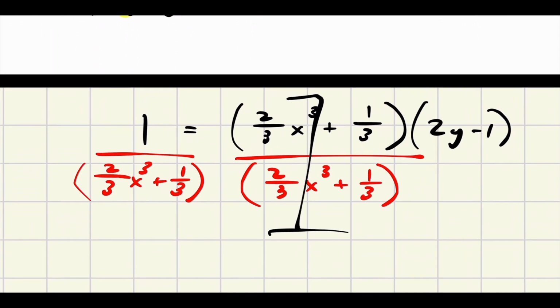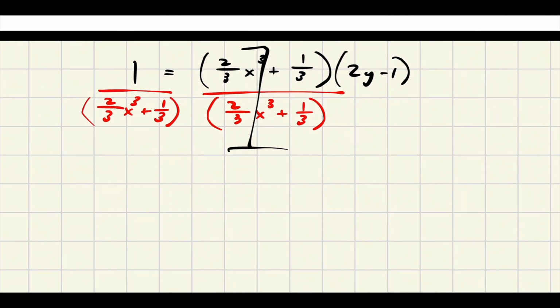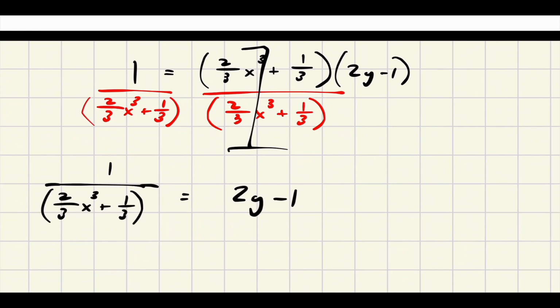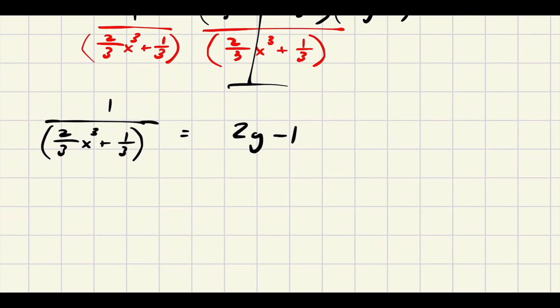Anything divided by itself just makes 1. Okay? So now that stuff you could leave on the bottom or you can give it a -1 exponent. It's up to you. So now that we have that, now I can add 1 to both sides. Plus 1.